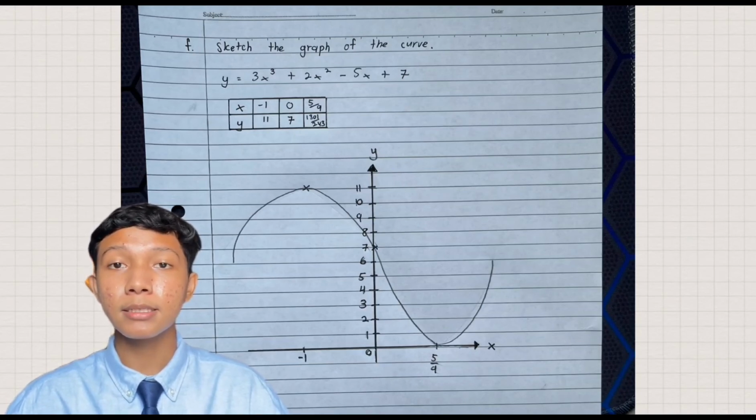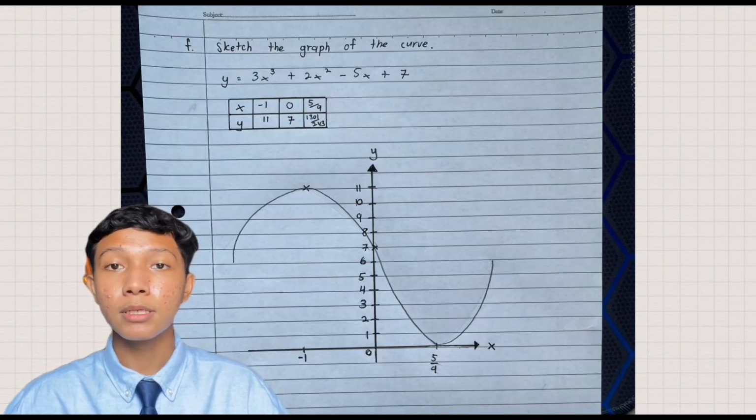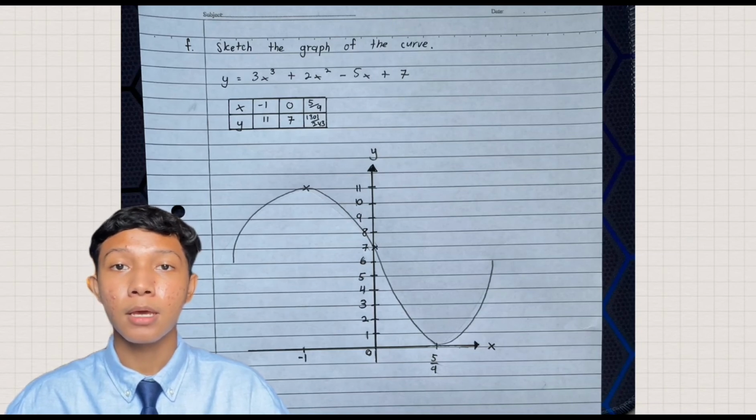Then sketch the graph, with an x and y axis. Put the numbers from columns x and y on the graph. And then sketch the graph freehand following the points, and this is what the graph looks like, as shown on the screen.